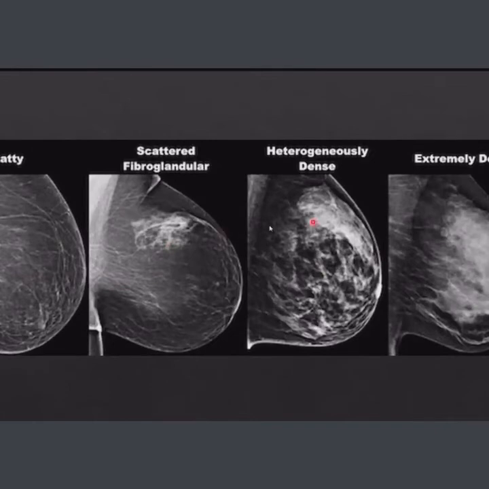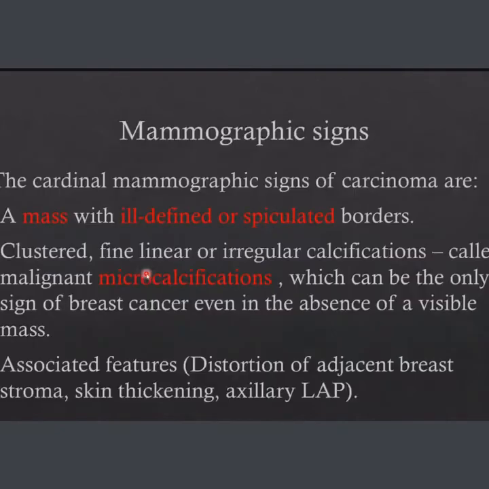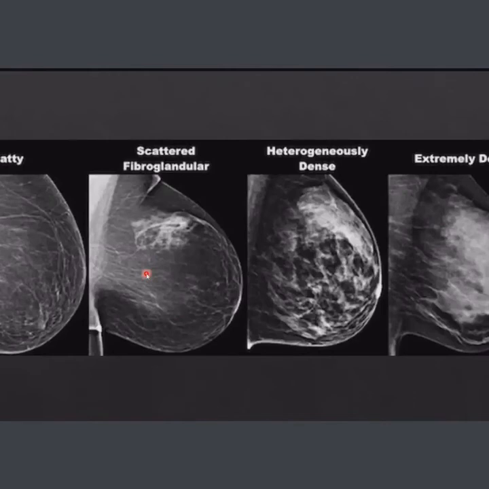As we said, there is a lot of variation in the density of the breast. This is fatty, extremely fatty. This is scattered fibroglandular. This is heterogeneously dense. This is extremely dense. The more the density of the breast increases, the less the sensitivity of mammography for detection. The more fat, and the lower the density, the more sensitive mammography is.